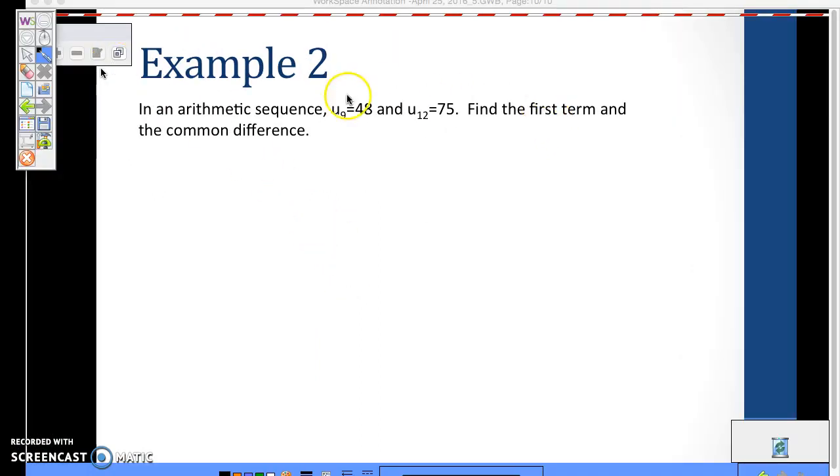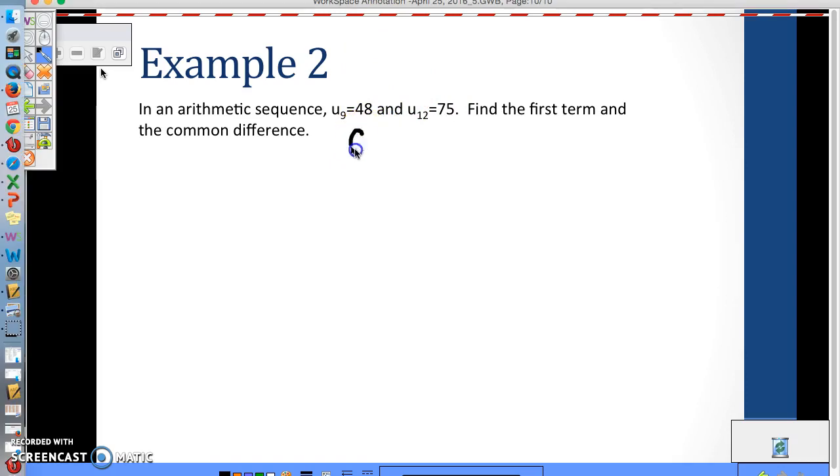So let's take a look at this one. In an arithmetic sequence, the 9th term is 48, the 12th is 75. Find the first term and common difference. So again, I'm going to write down a sub 1 plus n minus 1 times our difference. That's our arithmetic formula there.